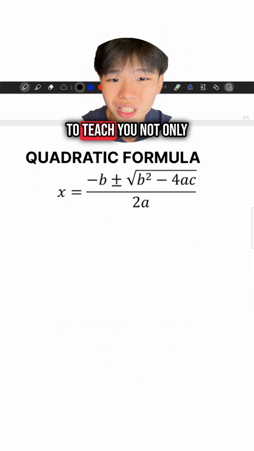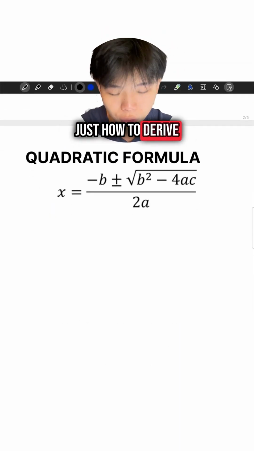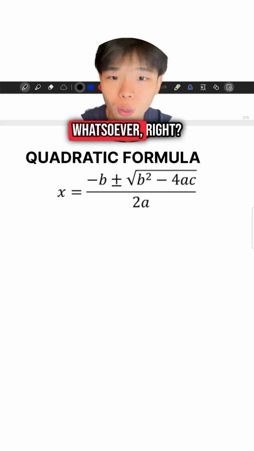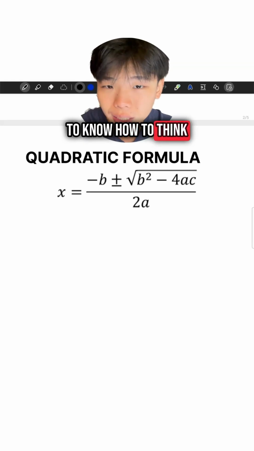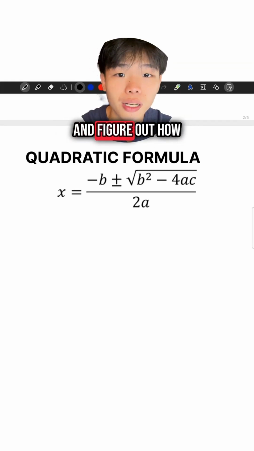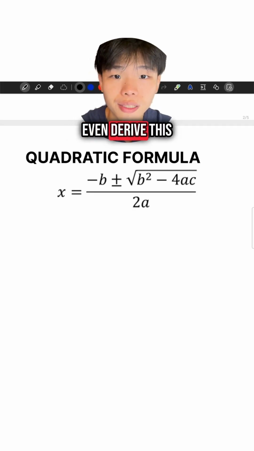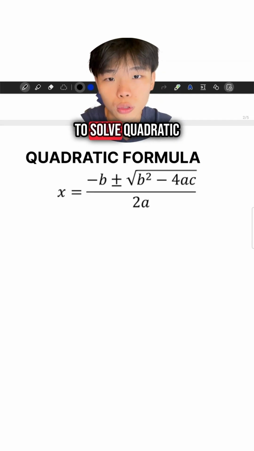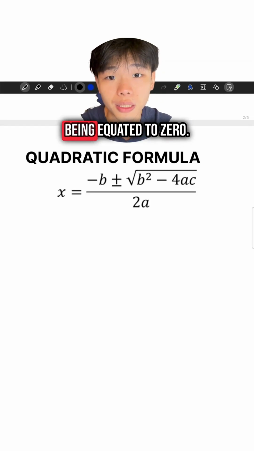So in this video, I want to teach you not only just how to derive the formula, but the thought process that goes behind any math question whatsoever, right? It's very important to know how to think rather than just obtaining the answer. So let's just look at this quadratic formula over here and figure out how mathematicians even derive this in the first place. So as you can see over here, the quadratic formula is typically used to solve quadratic equations when it is being equated to 0.